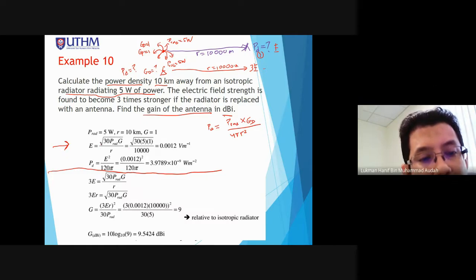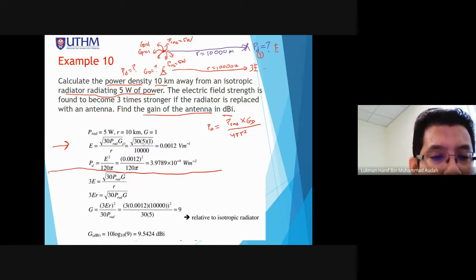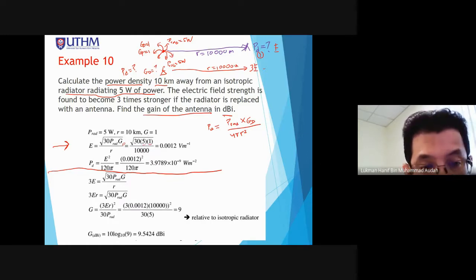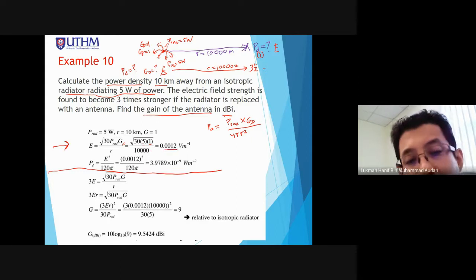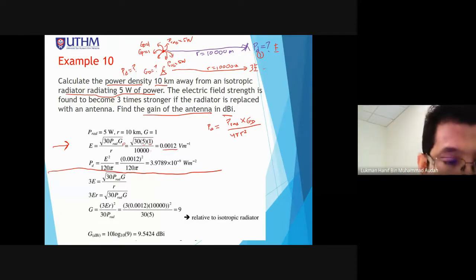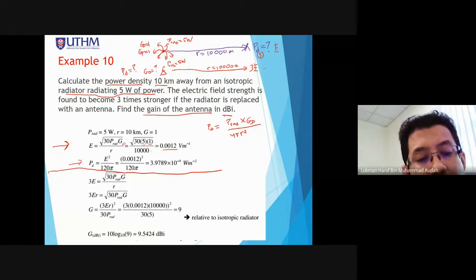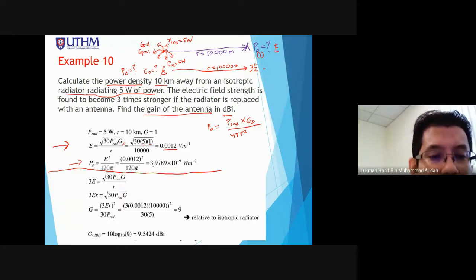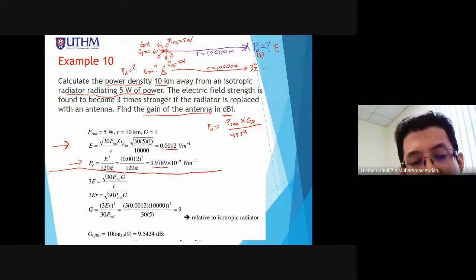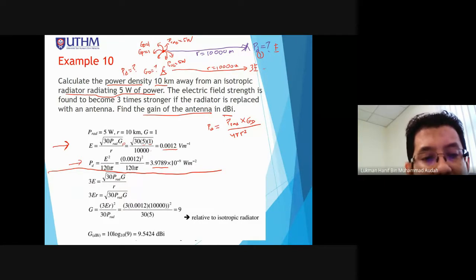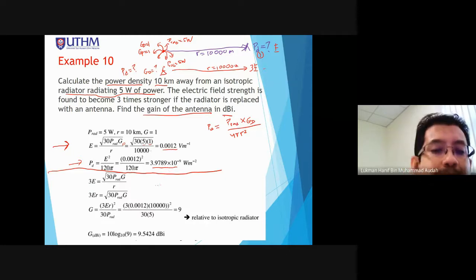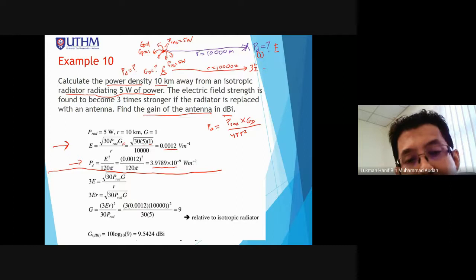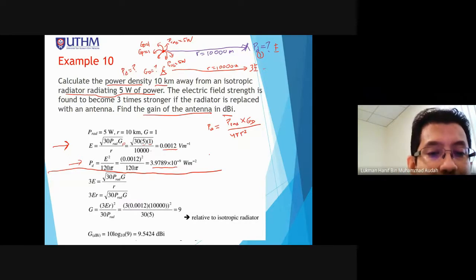Okay. So dia cari nilai E. So E field is equal to square root of 30 times P radiation multiplied with GD, divide with the distance 10,000 meter. So 30 times 5 watt radiation power multiplied with the directivity gain of isotropic radiator. Remember isotropic radiator mestilah bersamaan dengan 1. Divide with the distance and then we get E field equal to 0.0012 volt per meter. So from here dia cari nilai power density E square over 120 pi. So we get power density 3.9789 times 10 power of minus 9 watt per meter square. Okay. So kita dapat power density, ketepatan power per unit area. So finish the first question.